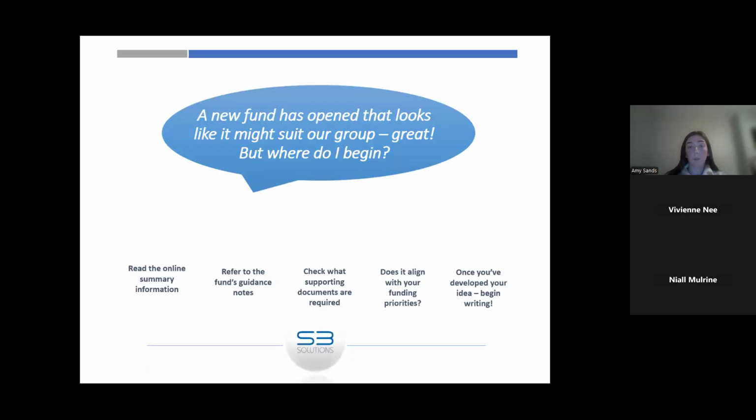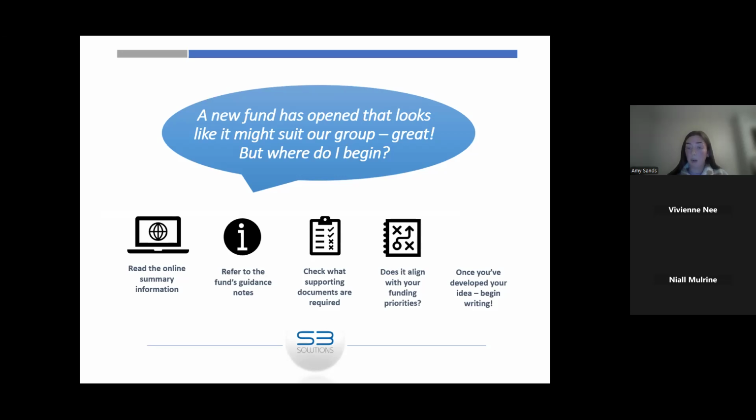So a new fund has opened up, and that looks like it might suit our group, but where do we begin? As mentioned in the contents page, these are the five key themes that we'll be looking at today. It's about reading the online summary information sheet, referring to the fund's guidance notes, checking what supporting documents are required for the grant, and asking: does it align with your funding priorities? And once you've developed your idea, then you begin writing. We'll go through each one with a few examples as well.